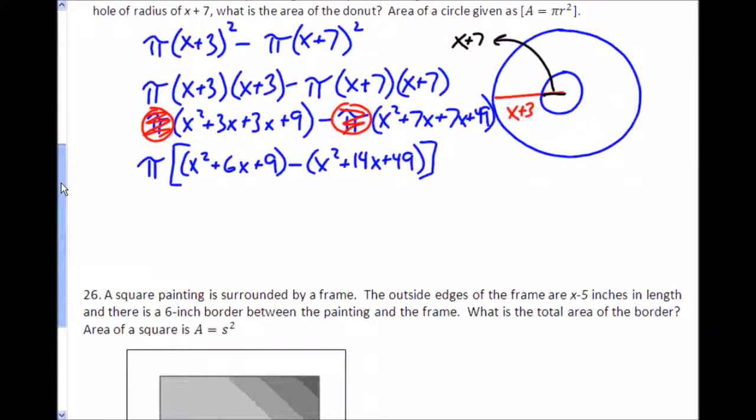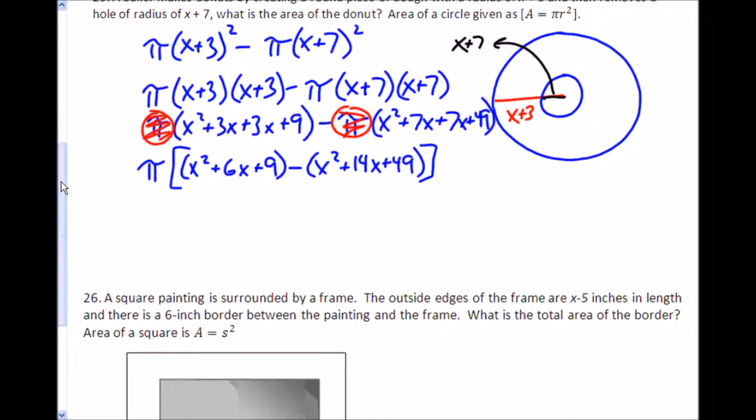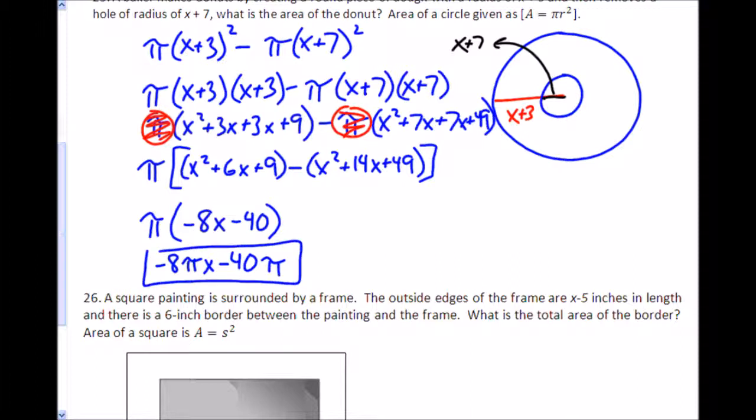So when I subtract the like terms, the pi once again stays on the outside. x squared minus x squared is 0. 6x minus 14x is a negative 8x. And then 9 minus 49 is a negative 40. And that's it. I could leave my answer like this, or if I distribute the pi back in, it'd be negative 8 pi x minus 40 pi. And that's it.